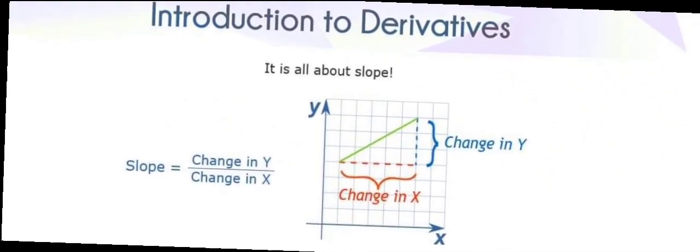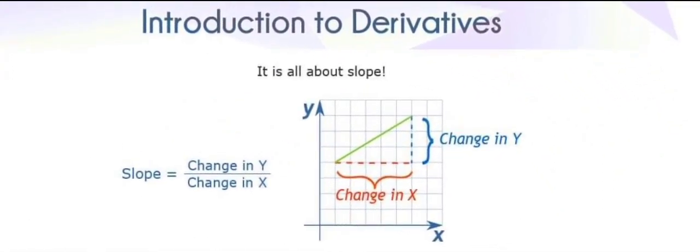Now let's move on to the introduction to derivatives. It is all about slope. We have the y-axis and then the x-axis. We have the change in x and the change in y. The change in x in orange color and the change in y in blue. And that green is the slope.